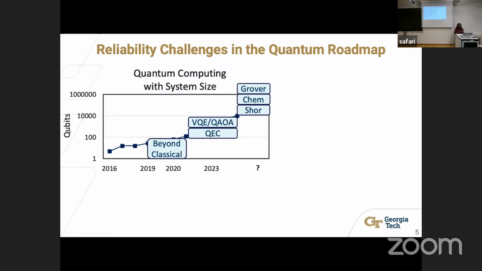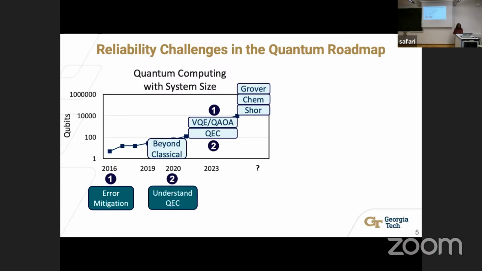Now, if you look at it more carefully, the reliability challenges differ. For example, when you are running applications in the NISQ era, you want to develop error mitigation techniques, which will suppress the impact of errors on the computations. At the same time, you want to have systems that can help you understand quantum error correction on a smaller scale, such that you can actually build those large fault-tolerant quantum computers in the long run.